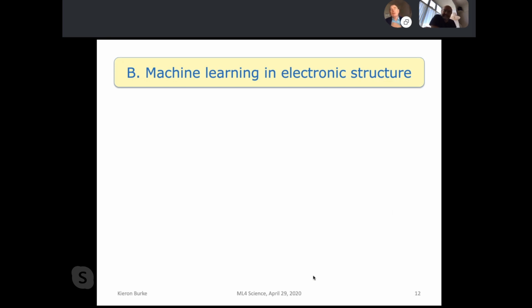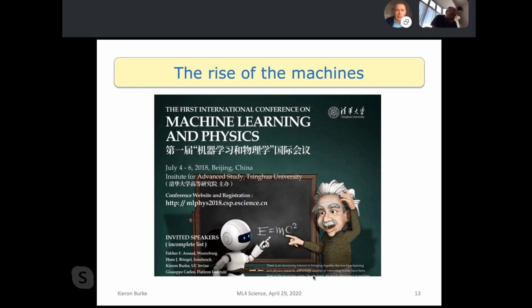So now I want to turn to machine learning in electronic structure, which is a very rapidly growing field. And in fact, I was very lucky to be invited to this conference a couple of years ago in Beijing, run by Tsinghua and the Institute for Advanced Study there. And we had this little meeting about machine learning in physics, and there was room for 200 people to come to the conference, and it ended up being video broadcast, and 3,000 registered.